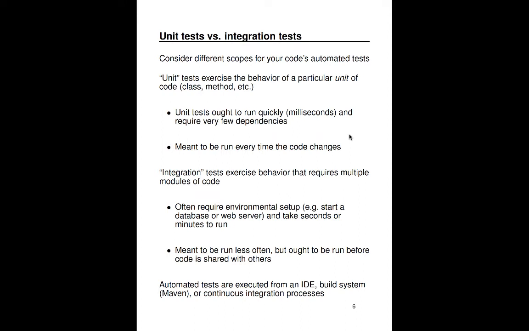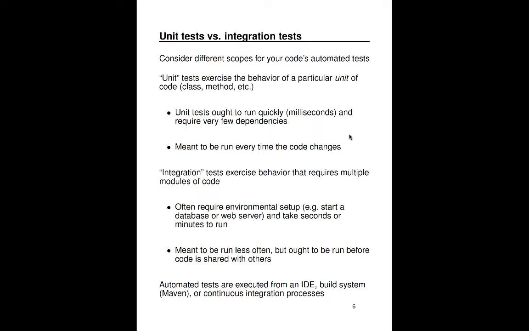As your application grows in size and as your code base is developed, you'll want to consider different types of automated tests for all of the behavior in your application. In fact, there are 2 types of scopes that you'll want to consider. The first scope of automated tests are called unit tests.